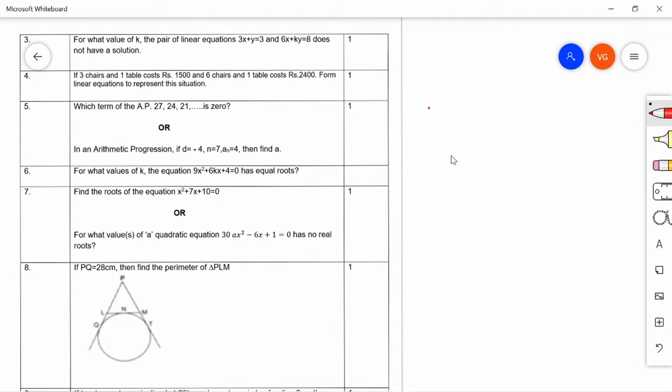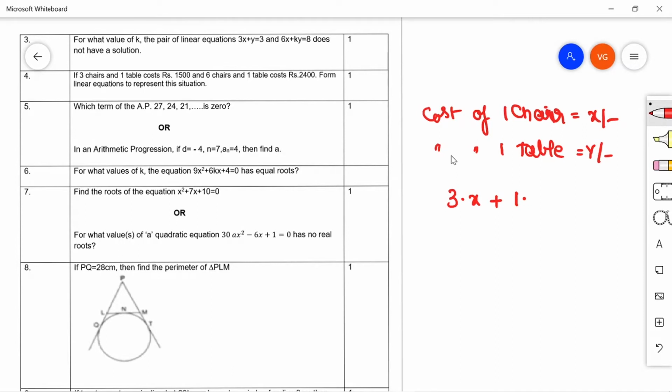Write down the cost of one chair as x rupees. Then the cost of one table, you take it as y rupees. Then you are given the conditions. The first condition is 3 chairs plus 1 table. That means 3 multiplied by the cost of each chair plus 1 table multiplied by the cost of each table. Together it is costing you 1500.